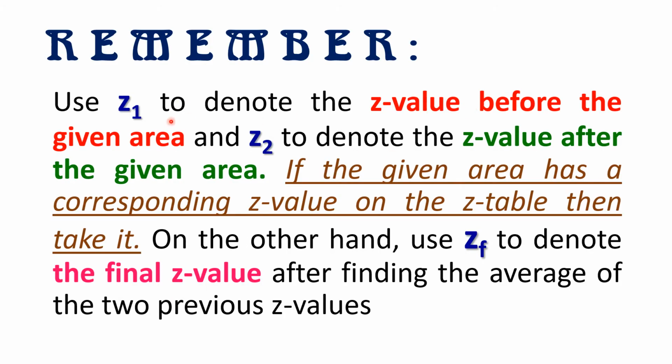So remember, use z sub 1 to denote the z-value before the given area and z sub 2 to denote the z-value after the given area. If the given area has a corresponding z-value on the z-table, then take it. On the other hand, use z sub f to denote the final z-value after finding the average of the two previous z-values. Okay, to illustrate here, we're going to have an example.